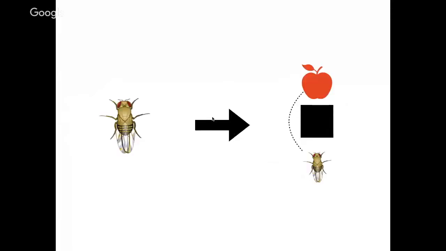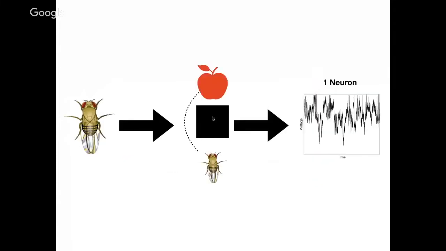So one way is to think of an experiment where you have a fly, and you put an apple behind an object, and you put the fly in some experimental arena, and the fly will walk around and probably use its olfactory system to search for the apple. During that time, you would see neuroactivity in the fly, and this could be an example of the neuroactivity in one single neuron for that one fly.